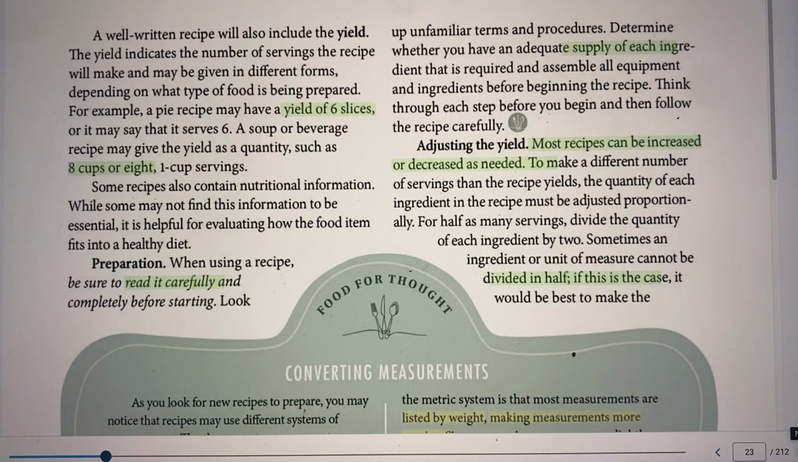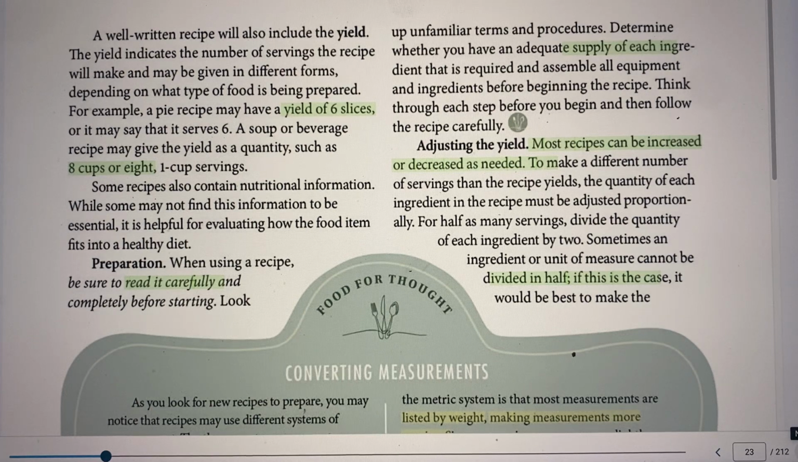Preparation. Be sure to read it very carefully before starting and look up any unfamiliar terms. Make sure you have an adequate supply. So you have a recipe and then you start up and you realize you're missing ingredients. Not too good. So read it over first. And then a lot of times we can adjust the yield.